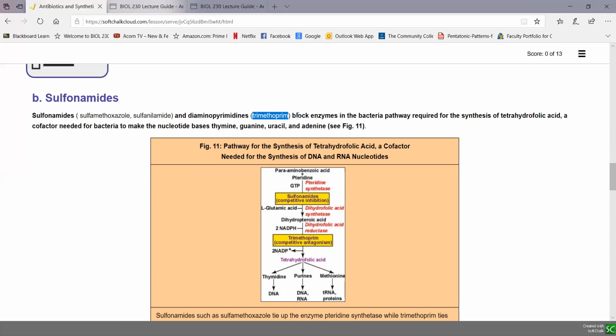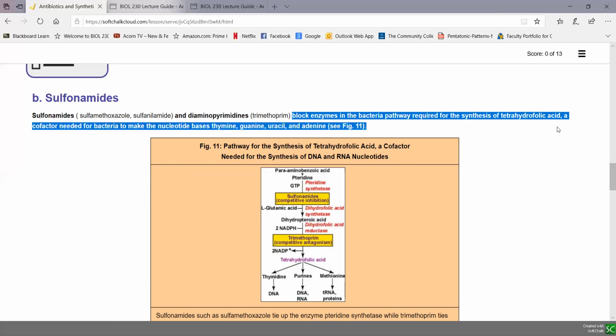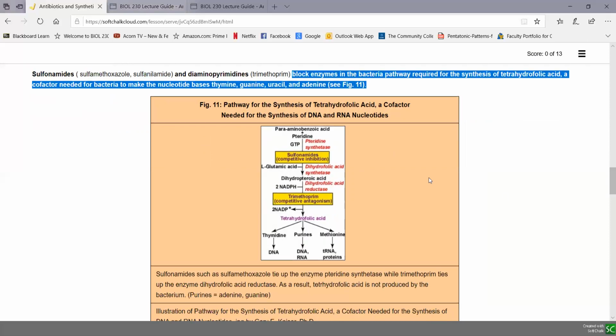And these two drugs together block two of the enzymes in a bacterial pathway needed for bacteria to make a cofactor called tetrahydrofolic acid. Now, tetrahydrofolic acid is a cofactor bacteria need in order to synthesize nucleotide bases like thymine, guanine, uracil, adenine. As we see in figure 11 here, bacteria have to synthesize tetrahydrofolic acid in order to make most of the purine and pyrimidine bases that are the building blocks for DNA and RNA.